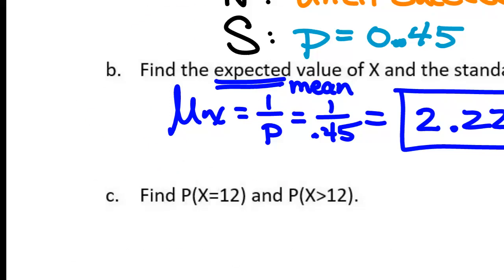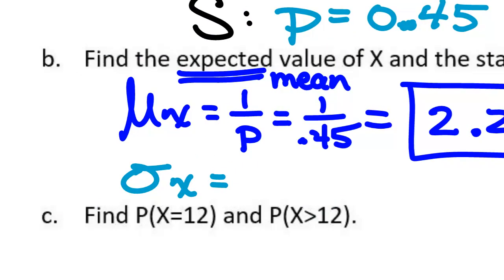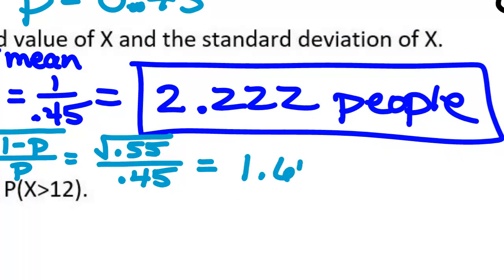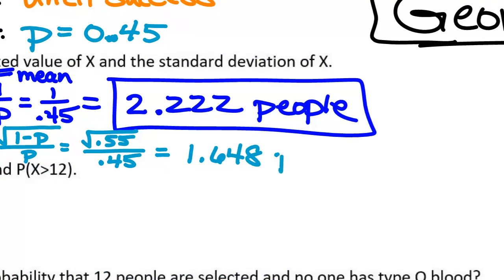What do we get when we do 1 divided by 0.45? 2.222 people. And then we also want the standard deviation for X. How do you do standard deviation for a geometric random variable? Square root of what? Nope, not for geometric. The square root of 1 minus p over p squared. So we would have the square root of 0.55 over 0.45 squared, which comes out to be about 1.648.